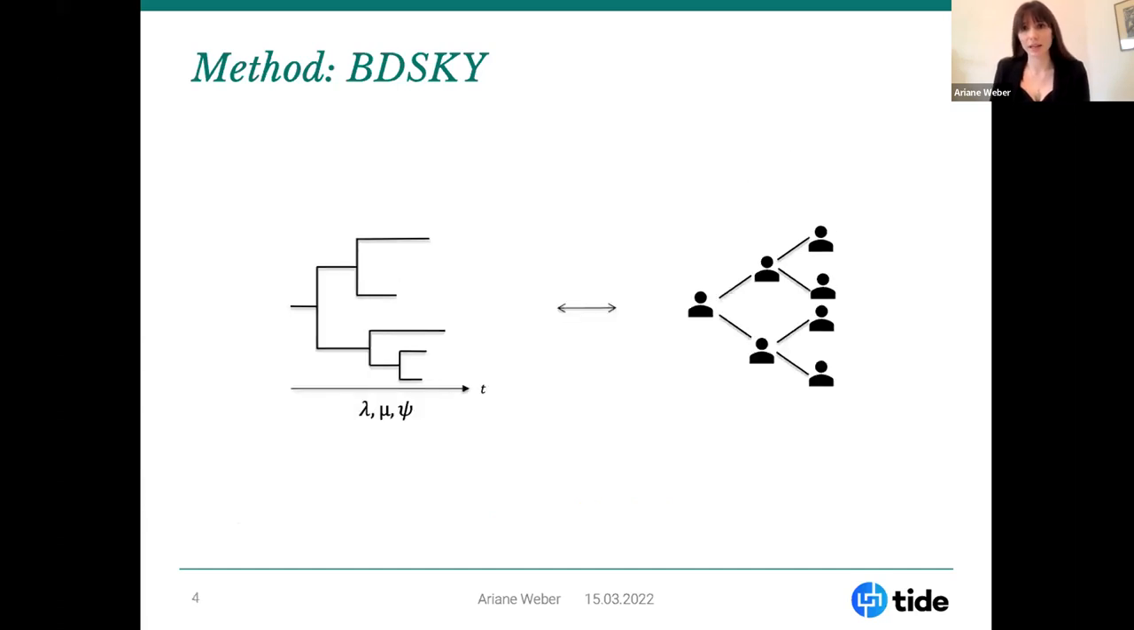So if we have a scenario like this here, where we have one connected outbreak, we can go ahead and infer one connected tree together with the epidemiological parameters from it.